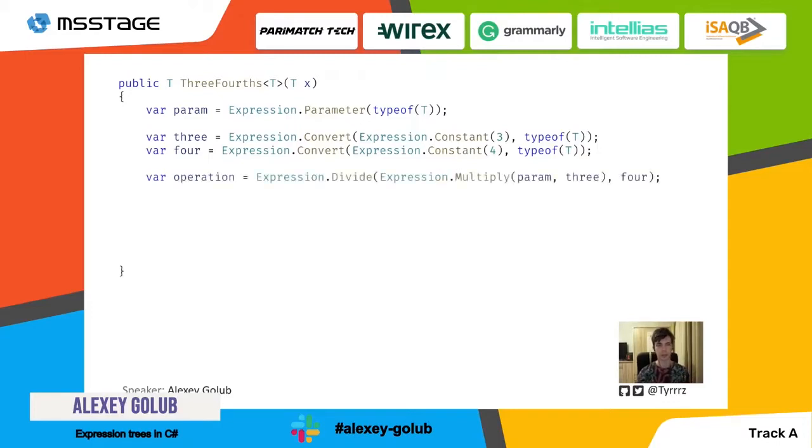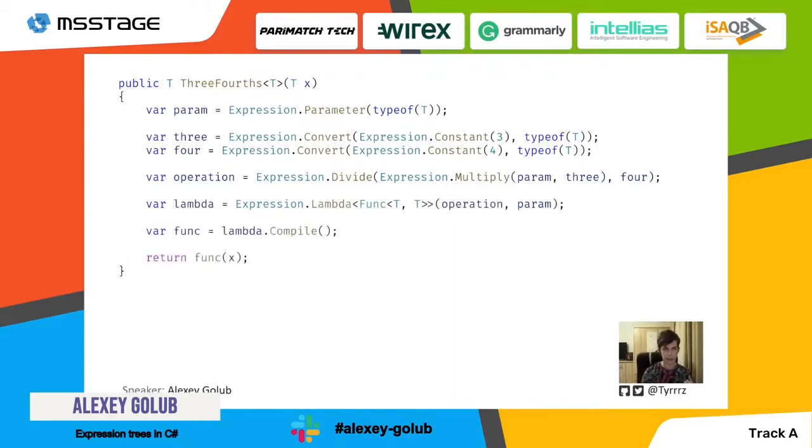And once that's done, we can express the operation that we want to perform, which is to multiply that parameter by 3 and then also divide by 4. Doing this means that we have built this kind of expression tree already. And then once that's done, we just need to wrap it into a lambda so we can execute it, compile it, and then return the result of that function.